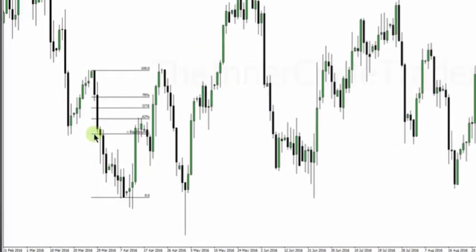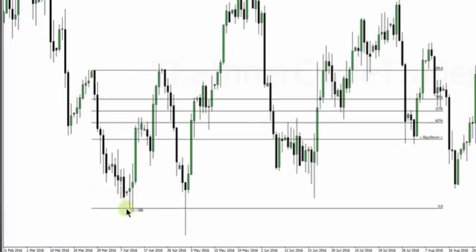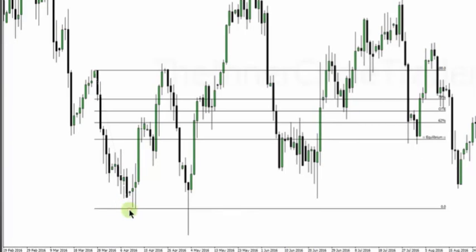The next price swing is this high to this low. Market trades back up to equilibrium here. And let me move this over so you can see a little bit better.